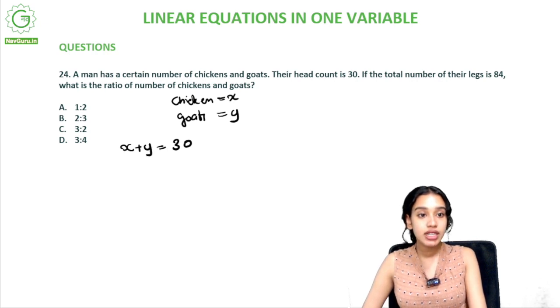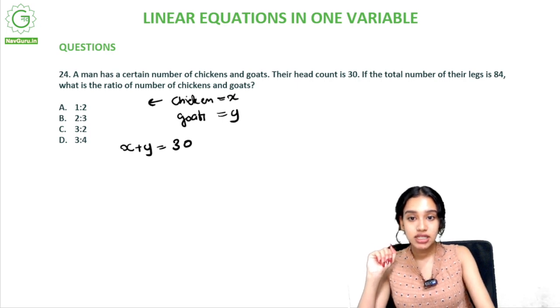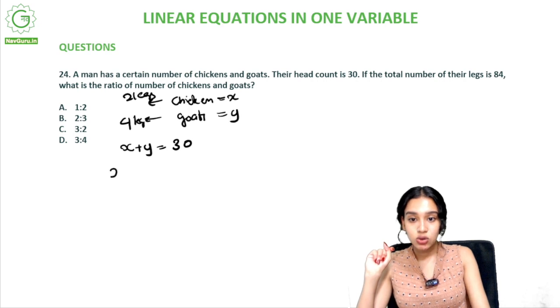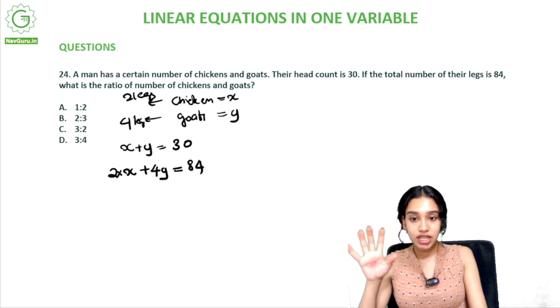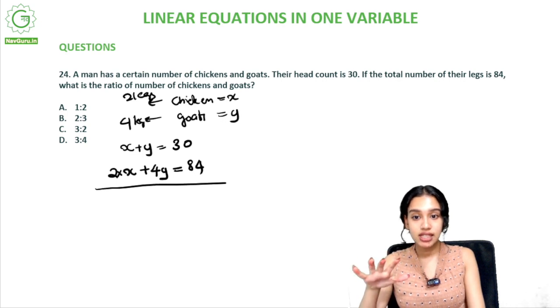If the total number of their legs is 84, so how many legs does a chicken have? It have 2 legs. So the chicken have 2 legs. And how many does a goat have? It have 4 legs, right? So if the total number of their legs is 84, that is 2 times the number of chicken would be the amount of legs we have of chicken. And what is the number of legs of a goat? Which is 4 times. 4 times the Y is 84. Now we converted the statement into an equation. Now we'll solve for what is X and what is Y.